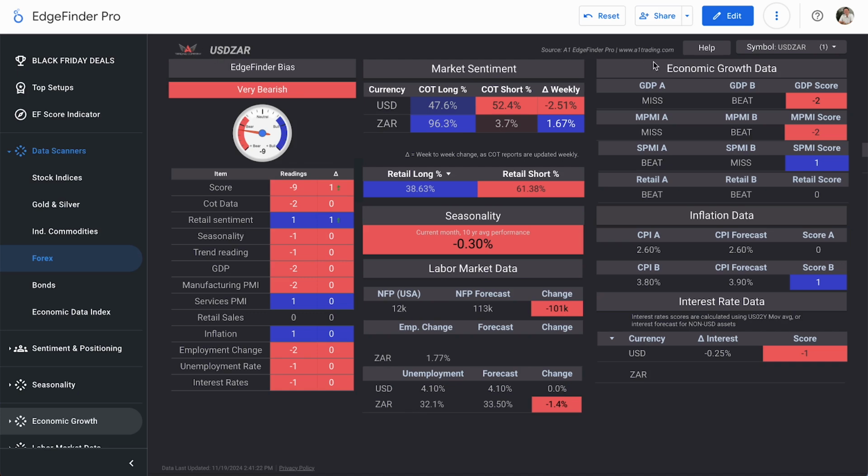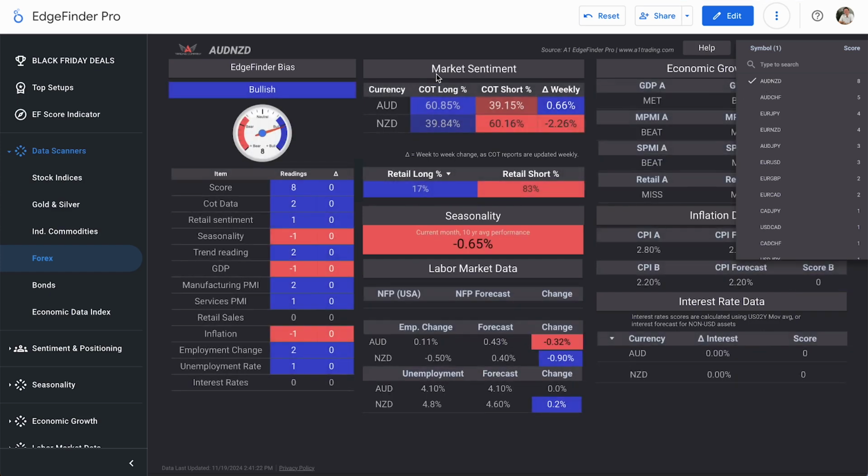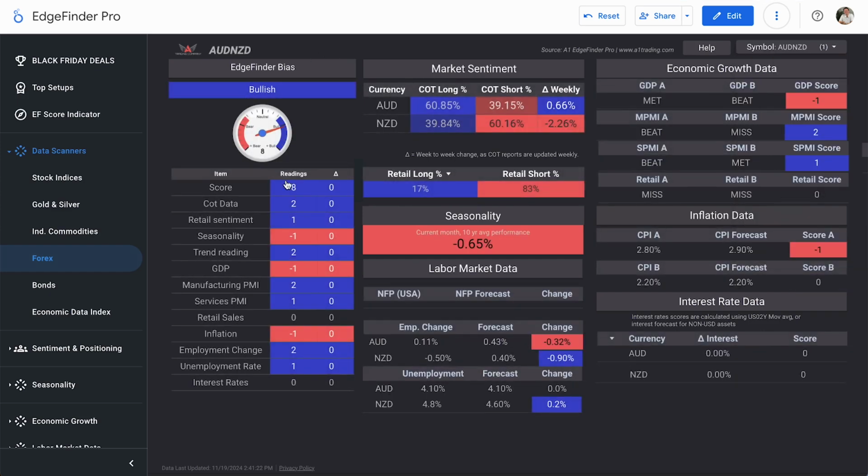on USD ZAR. The other pair that we said we're going to take a look at is Aussie NZD with a solid bullish bias score of +8. COT data is a score of +2, and retail sentiment a score of +1. Taking a look at that COT data, we can see that COT traders are favored on the long side on the Australian dollar, 60.85%, and they are also favored on the short side for the New Zealand dollar, 60.16%. Not only that, but the weekly change for Australia was positive and the weekly change for New Zealand was negative.